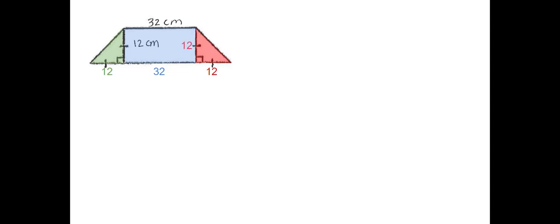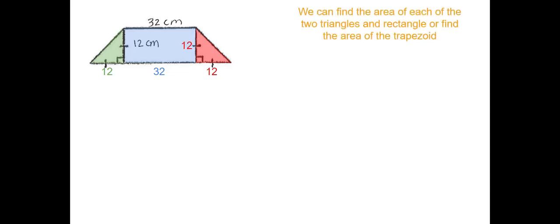However, I think that it's easier to just find the area of what is this shape? A trapezoid. So much easier because it has this side parallel to this side, and then these sides aren't parallel to each other. So if you have one pair of parallel sides, then you have a trapezoid.